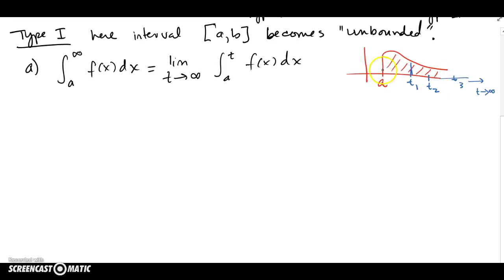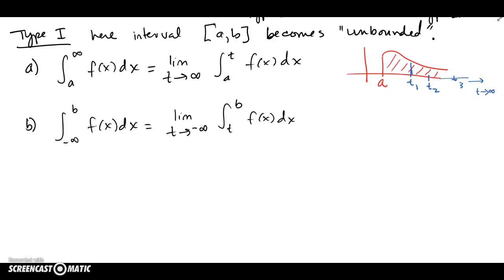So your lower limit is just a constant. Your upper limit, you keep pushing further and further. And so when you analyze the new integral that you create yourself, you just replace the trouble point of infinity with some t value, and then you push that t value all the way to infinity.